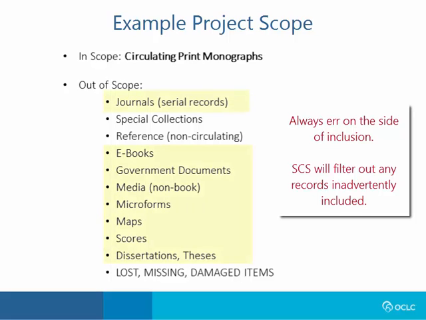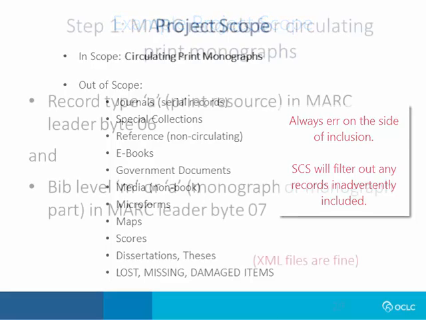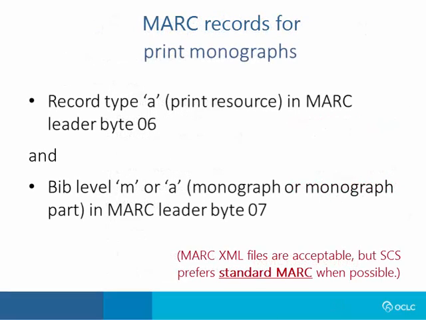To the extent possible, you should specifically include or exclude these formats. You should also consider whether you want to include or exclude items that are non-circulating, lost, missing, or damaged. If your filtering is not perfect, SCS will apply additional filters after receipt of your records. Again, we want in-scope bib, item, and transaction data.